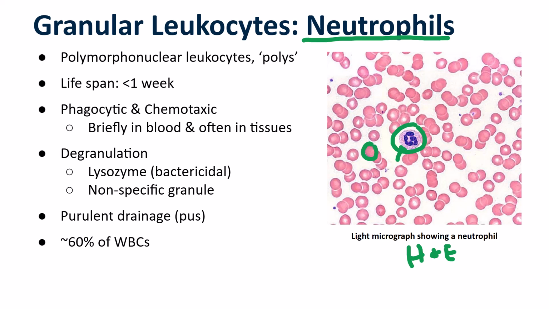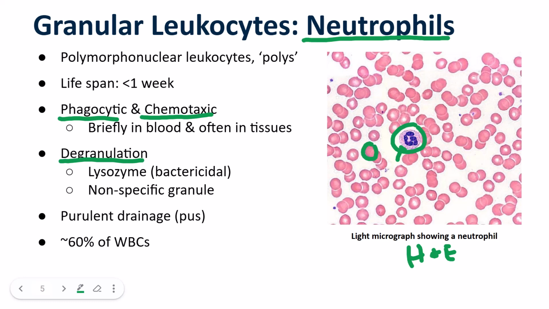Now, neutrophils don't last very long. Typically, their entire lifespan is less than a week, but they kind of do it all. So they are phagocytic and chemotaxic. They move throughout the blood, and they will leave the blood or emigrate into the tissues. Now, when they encounter a pathogen, especially one that they eat through phagocytosis, they're also capable of degranulation.